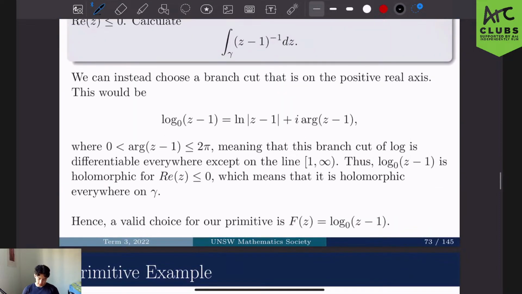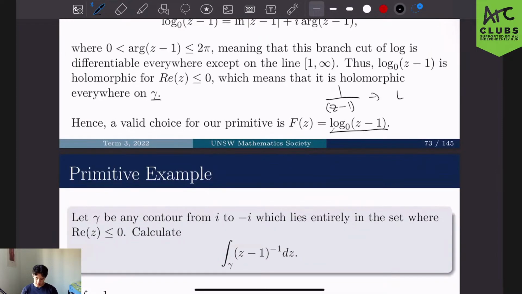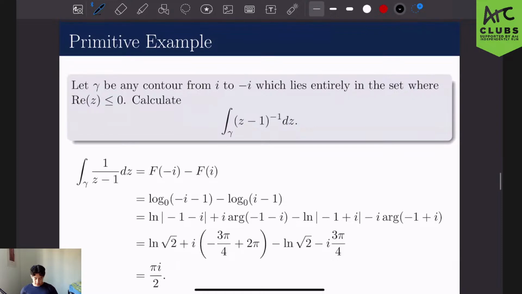So we had the integral of this, attempted to use log, and now we've chosen the branch of log which is holomorphic along our gamma. So that's why we can just state that the primitive, or the integral of this, is the log with the branch at 0.